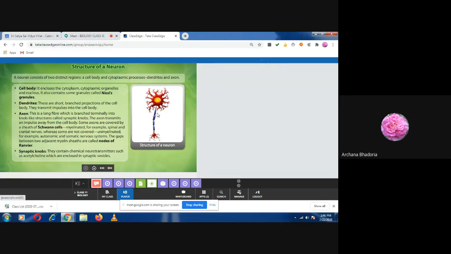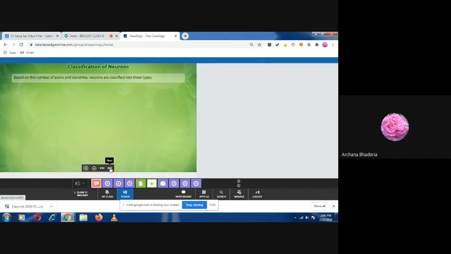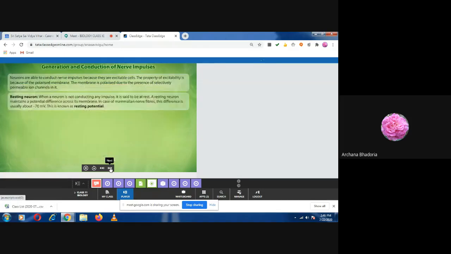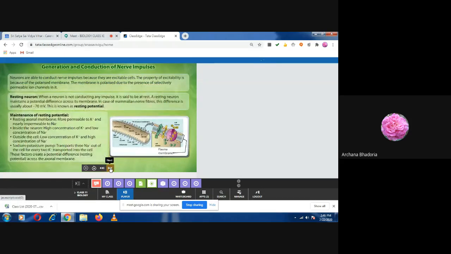I told you last year, try to recall, in which form does it travel? The nerve impulse conduction takes place in the electrochemical form. Electrochemical form. Okay.